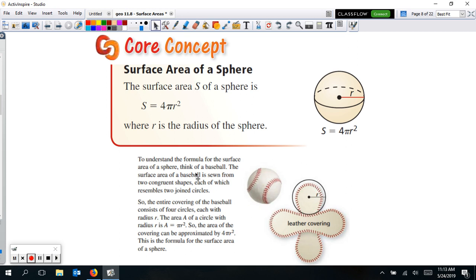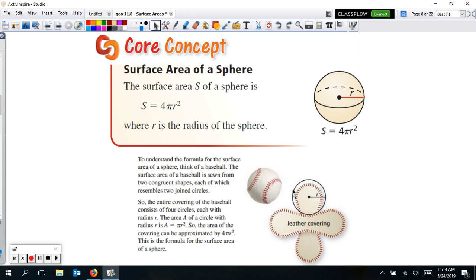It says, to understand the formula for the surface area of a sphere, think of a baseball. The surface area of a baseball is sewn from two congruent shapes, each of which resembles two joined circles. That's what we have here, two congruent shapes. The entire covering of the baseball consists of 4 circles. That circle right here is actually the size of the great circle of this baseball. You can see how that's a little bit bigger than where this stitching is.